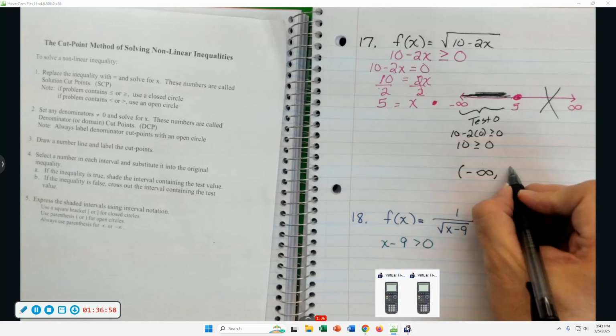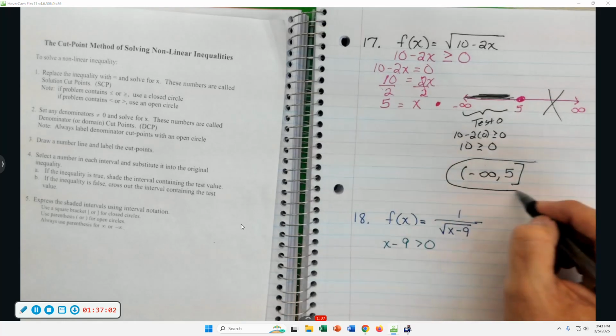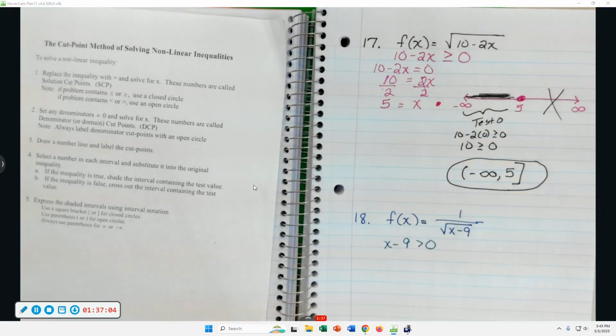Comma, bracket. Any questions on our logic there?